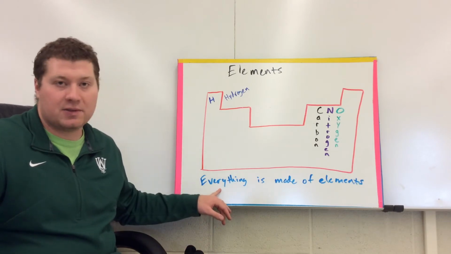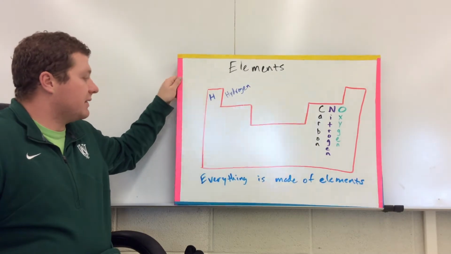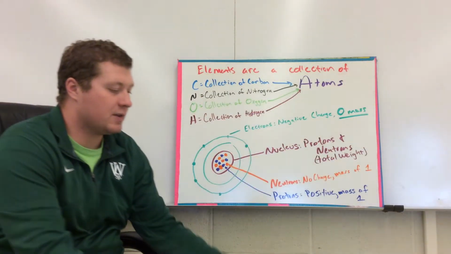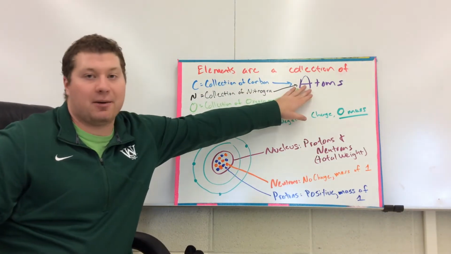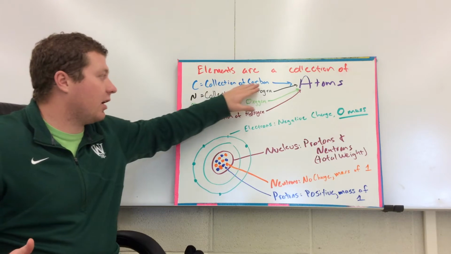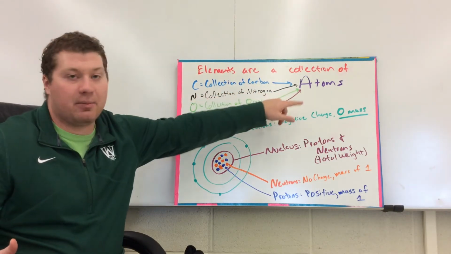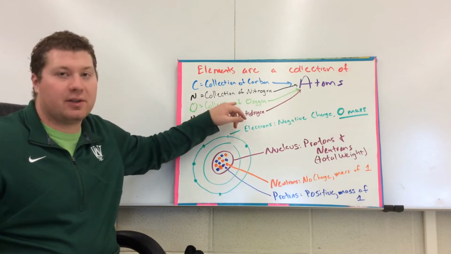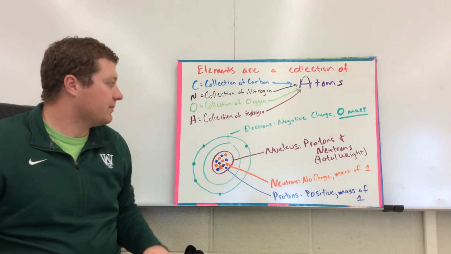Everything's made up of elements. So everything we talk about in this unit is made of elements. So the elements are a collection of what we call atoms. So for example, C, carbon, is a collection of carbon atoms. N is a collection of nitrogen atoms. O is a collection of oxygen atoms. And H is a collection of hydrogen atoms.